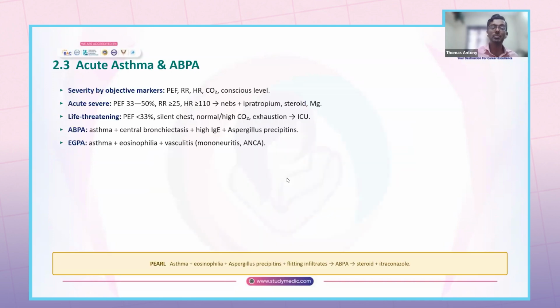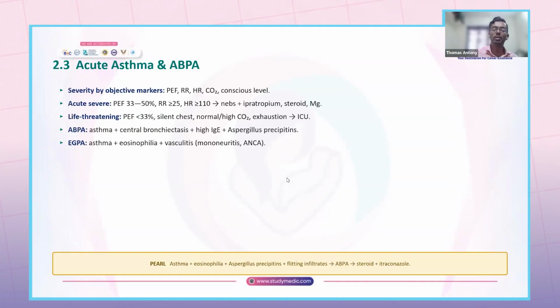So, acute asthma and ABPA. This is a close differential. Most patients with ABPA have asthma; asthma itself is a risk factor for ABPA. So, severity by objective measures: how do you assess the severity? We have PFR. Even in emergency settings, we have to classify asthma based on severity using the PFR, respiratory rate, heart rate, carbon dioxide, and consciousness level.